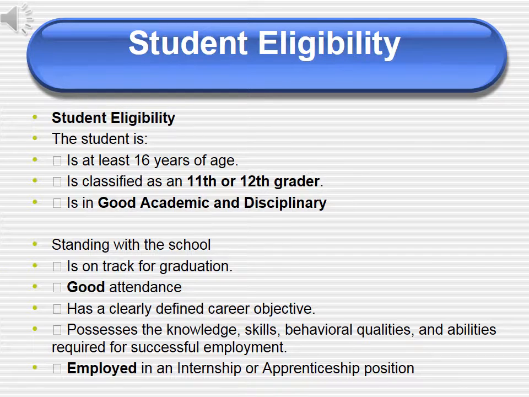Now we're going to take a look at student eligibility. Who is eligible for the work-based learning cooperative education program? This would be students that are at least 16 years of age, classified as an 11th or 12th grader, who have a good academic and disciplinary record, in good standing and on track for graduation, good attendance, and a clearly defined career objective, and possess the knowledge, skills, behavior, qualities, and abilities required for successful employment. Employed in an internship or apprenticeship position.